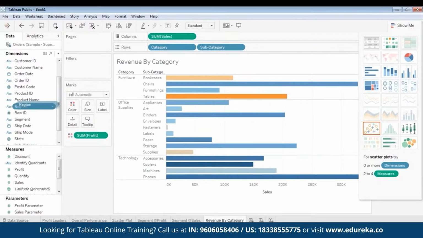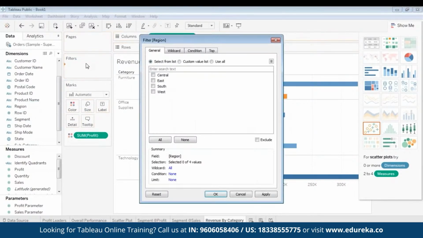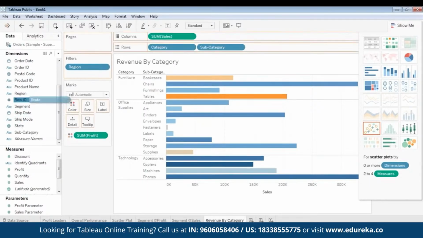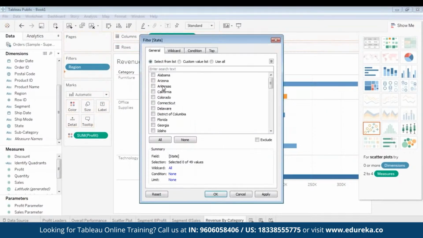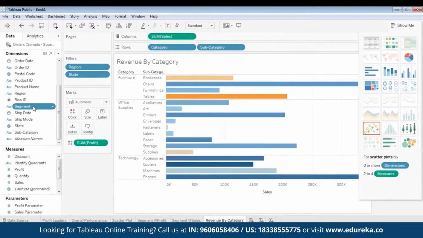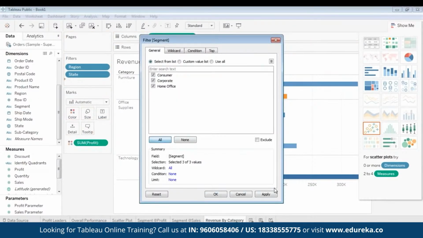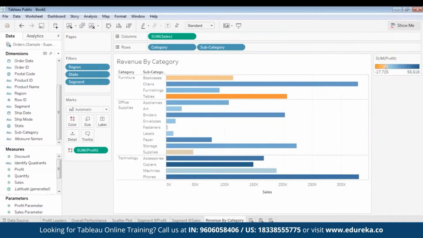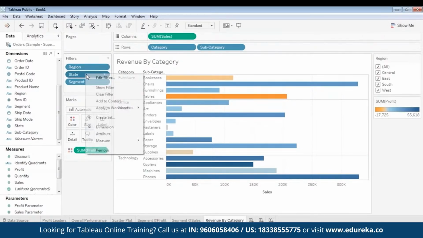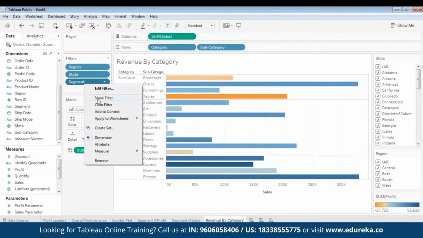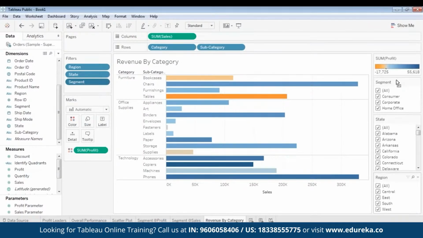So firstly, my first filter should be region, right? My second filter, I can select my state, okay? I can see which all state are giving me what kind of revenue, right? And then finally segment, all, apply. And again, similarly, I can create show filters so that all the filters come over here. Let me align it.